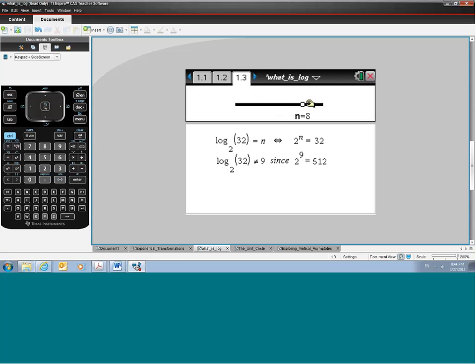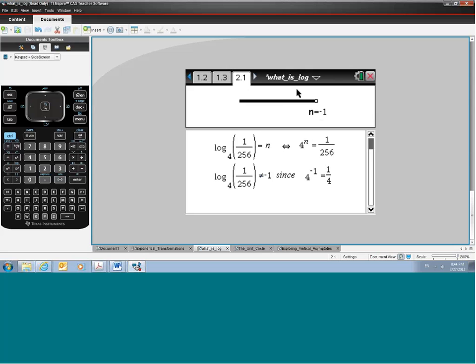But again, the use of sliders to quickly change values as they're making guesses as to what the effect is going to be is very beneficial. And this one, similar idea. Solve the equation, log base 4 of 256 equals n, and we can slide till we find it. There it is. And that's an exploration of logs.